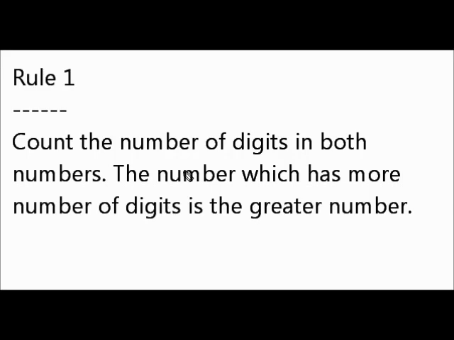We have looked at how to count the number of digits. So let's now come to comparing numbers. And in this, rule 1 is, if we have numbers, first count the number of digits in these two numbers.